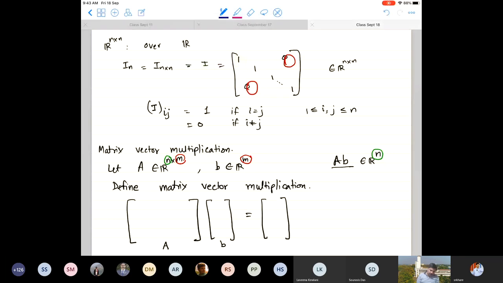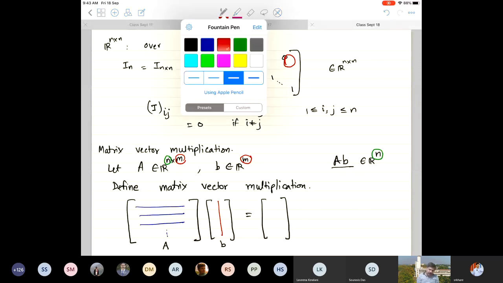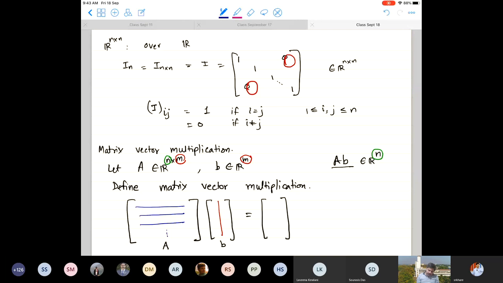Suppose these are the rows of A: this is the first row, second row, third row, and so on. And this is the column B. Then what is the first entry? The first entry is the inner product of the first row with this vector. That's the first entry. What is the second entry?